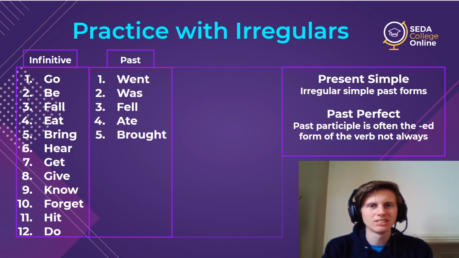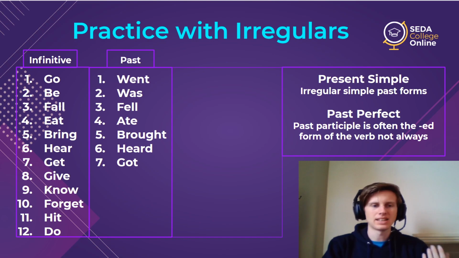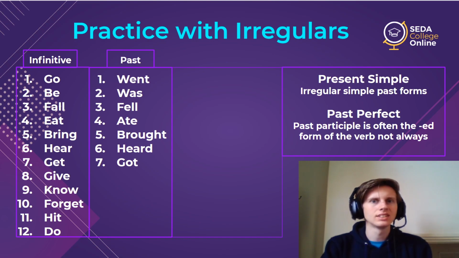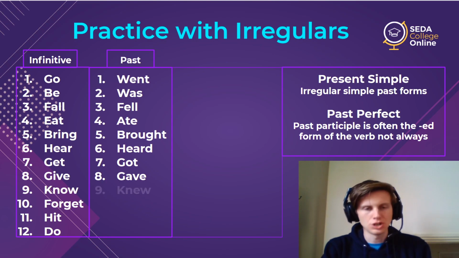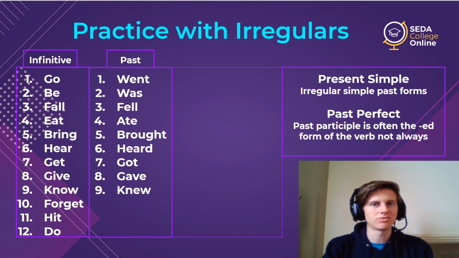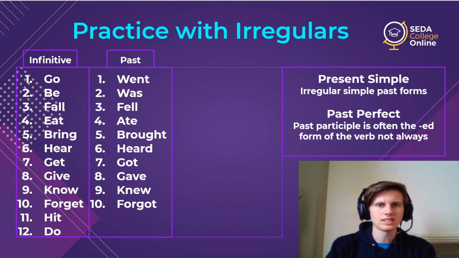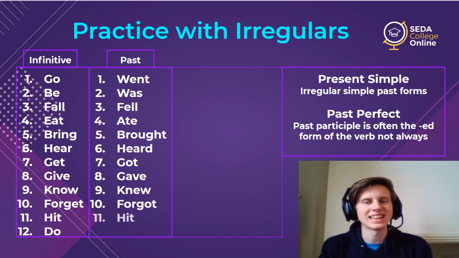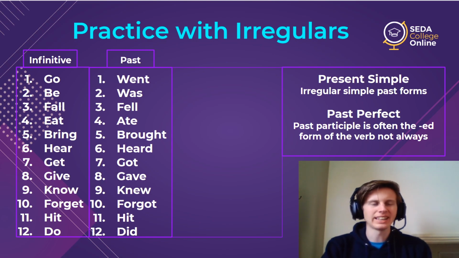Past of hear, heard. Past of get, got. Past of give, gave. Past of know, knew. Past of forget, forgot. Past of hit, well, it's just hit. This one stays. And then past of do, did. All right. I hope you were able to guess most of these correctly.